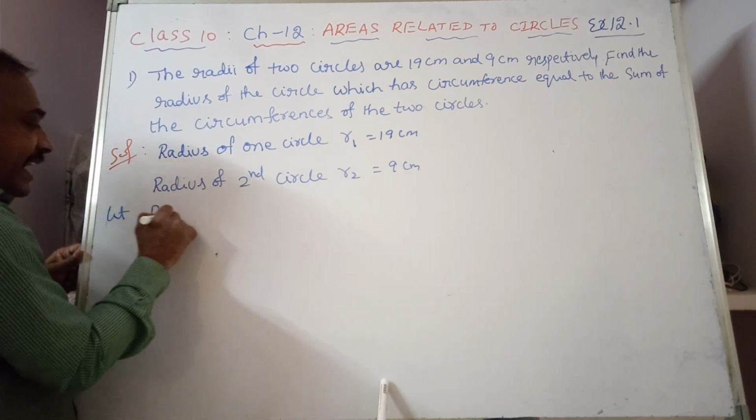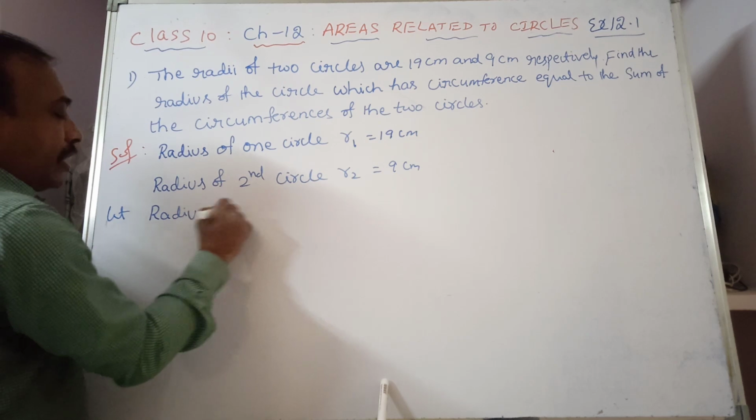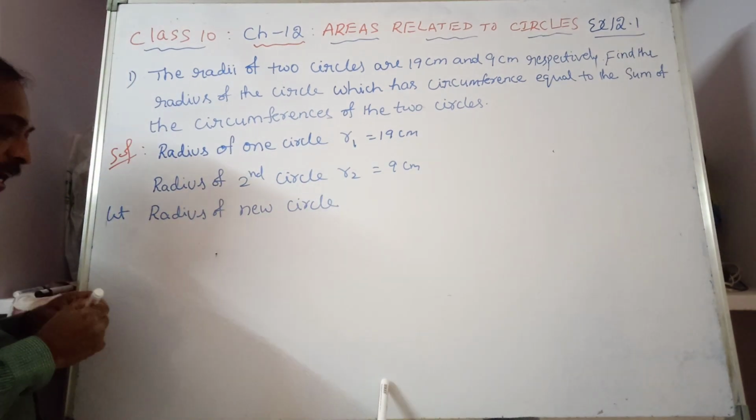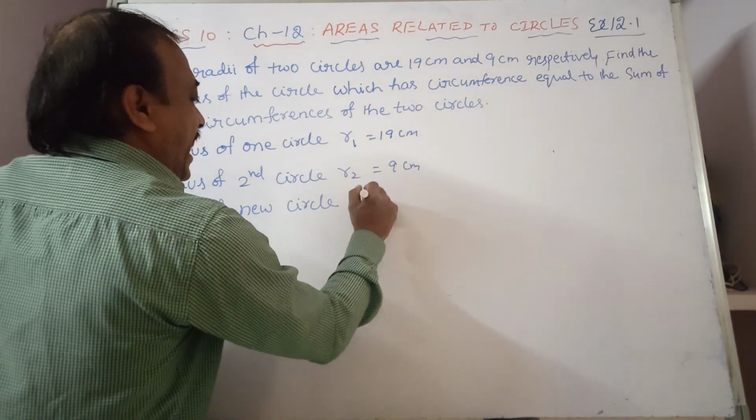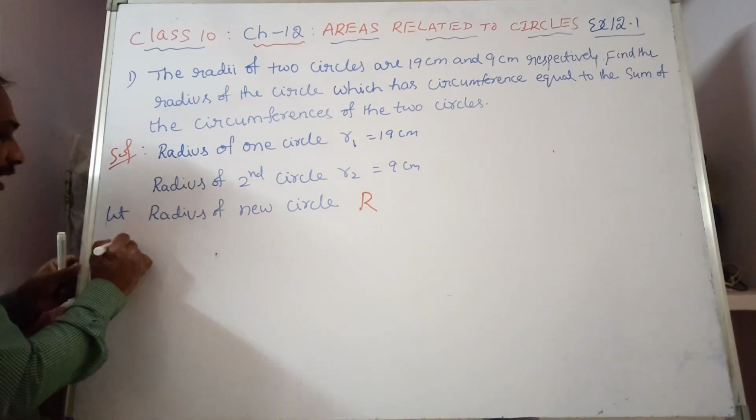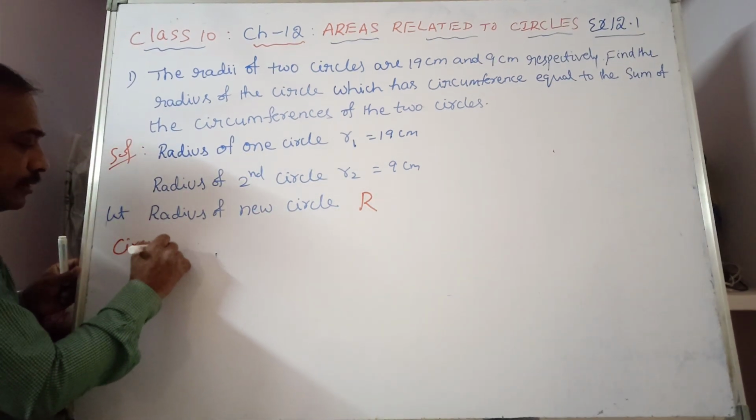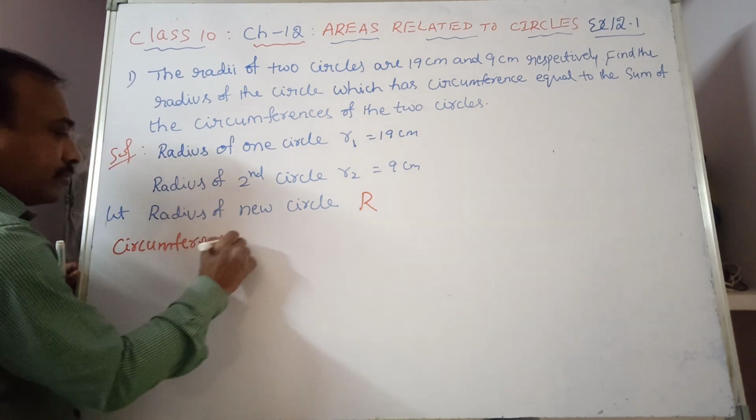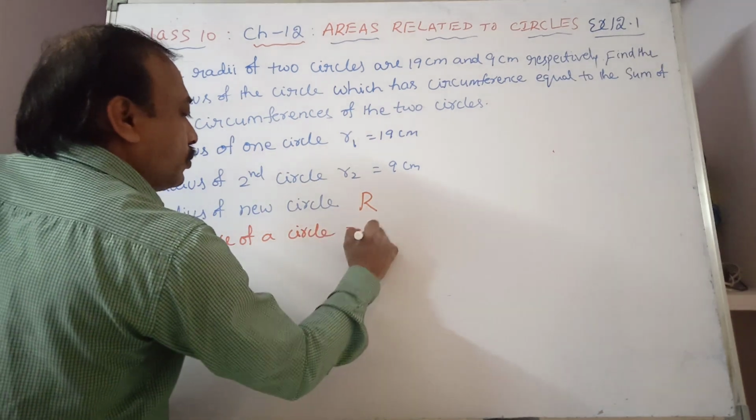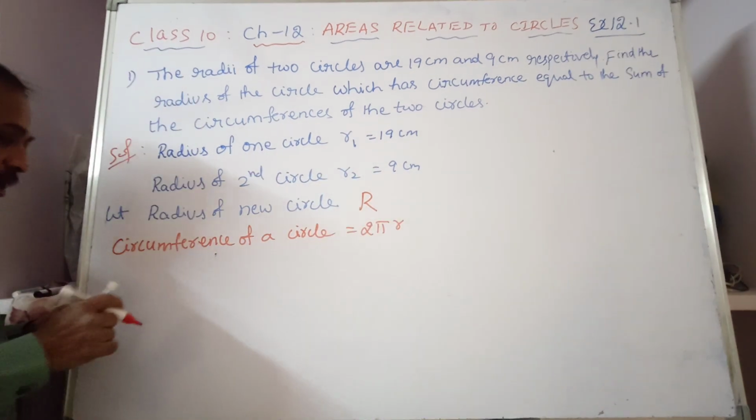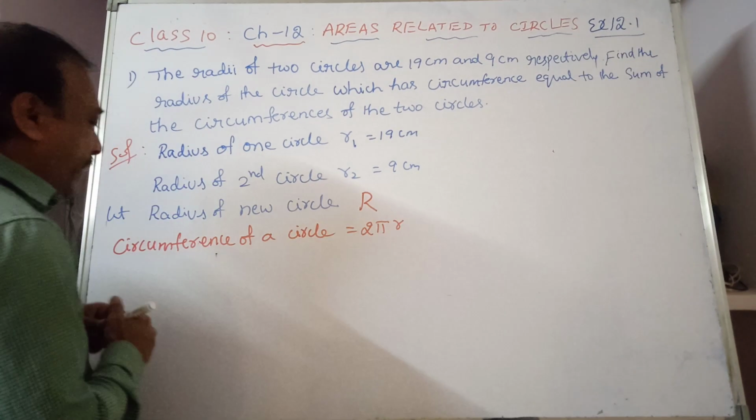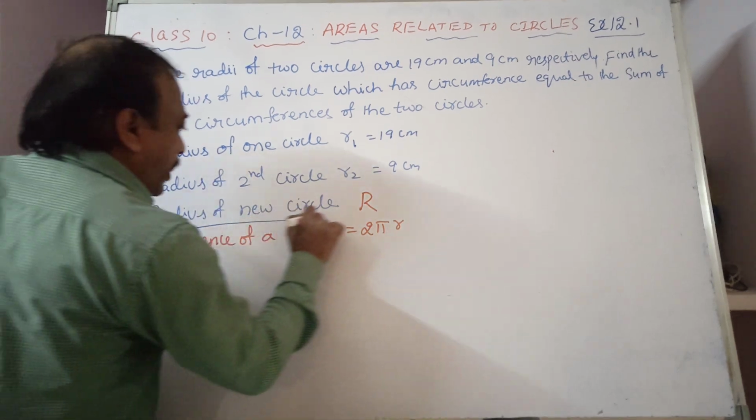Let the radius of the new circle be capital R. We are using capital R. Now, what is the circumference of a circle formula? Circumference of a circle is equal to 2 pi r. Here you have to understand the circumference of a circle formula is 2 pi r. This is the formula. Okay.